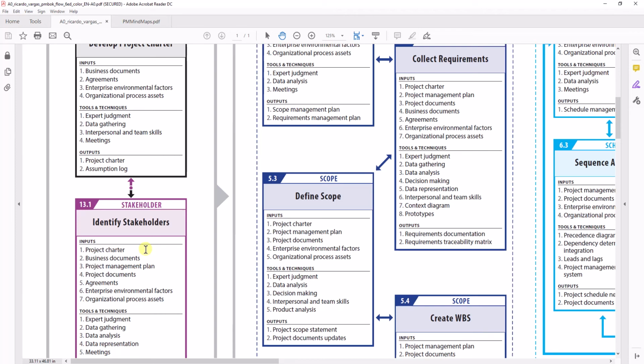Then comes data gathering. Data gathering has a couple of meanings. One could be to do things like interviews, questionnaires, surveys, and all those things. Or one could be reading the organizational process assets. One could be understanding the EEFs, enterprise environmental factors, like the company culture and everything. But it's a mixture of everything. Gathering data from multiple sources.